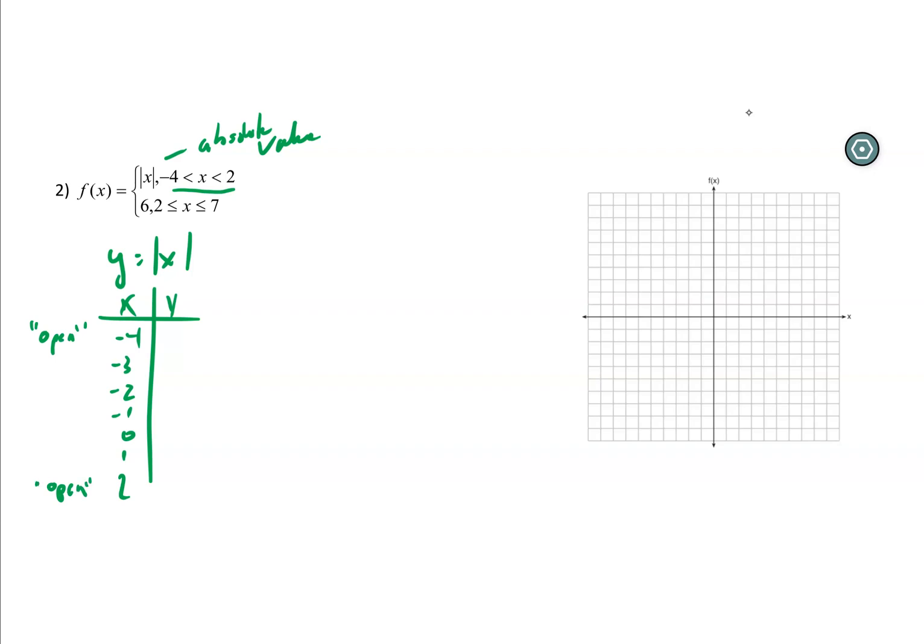So again, you can go into your calculator or you can just plug them in. Absolute value here is a nice simple one. So just the absolute value is the positive version of that value. So this is 4, 3, 2, 1, 0, 1, 2. All right, and then for the second one here, we've got just 6, right? So that's a horizontal line. It is linear, but it's y equals 6, horizontal line.